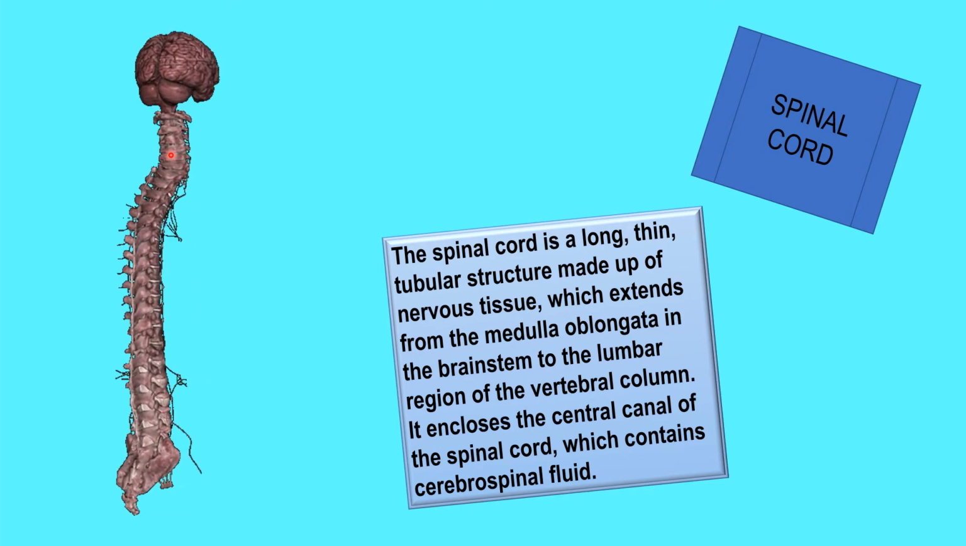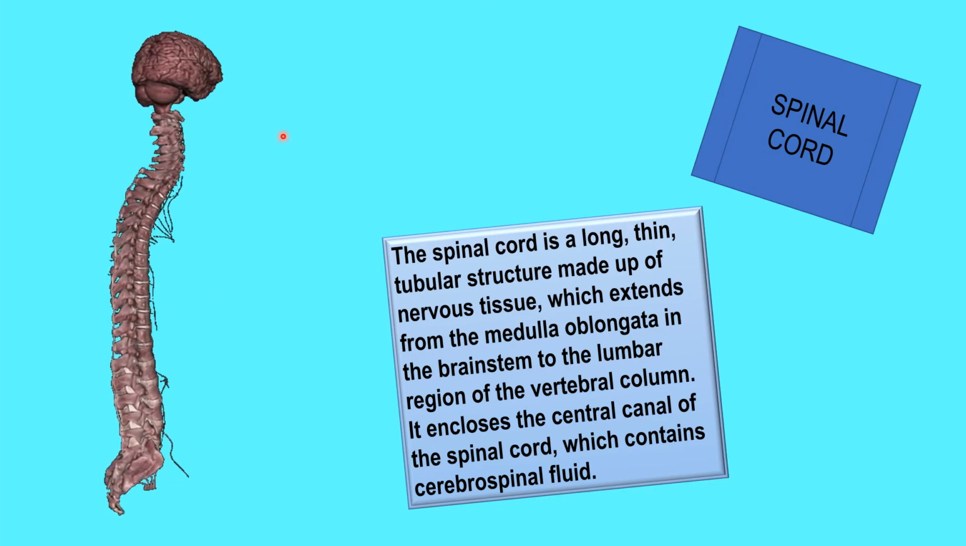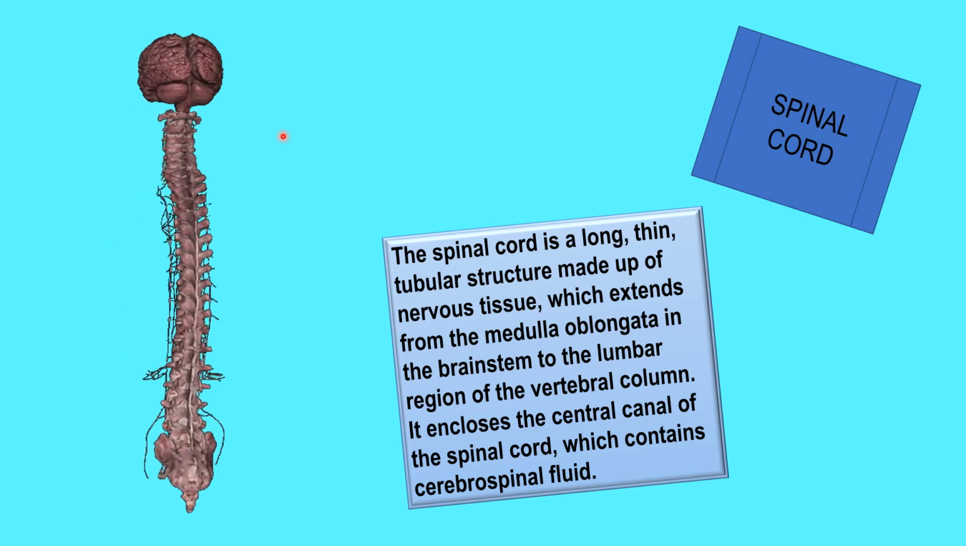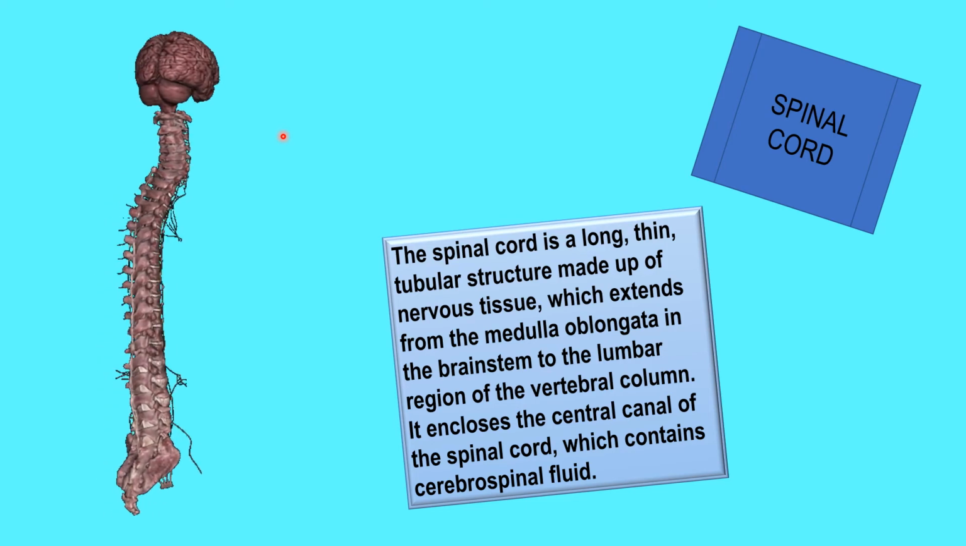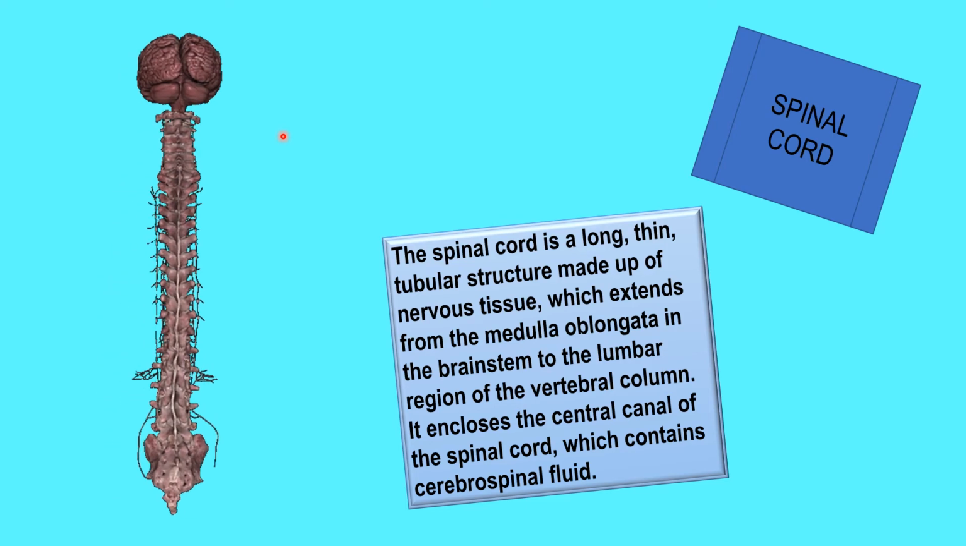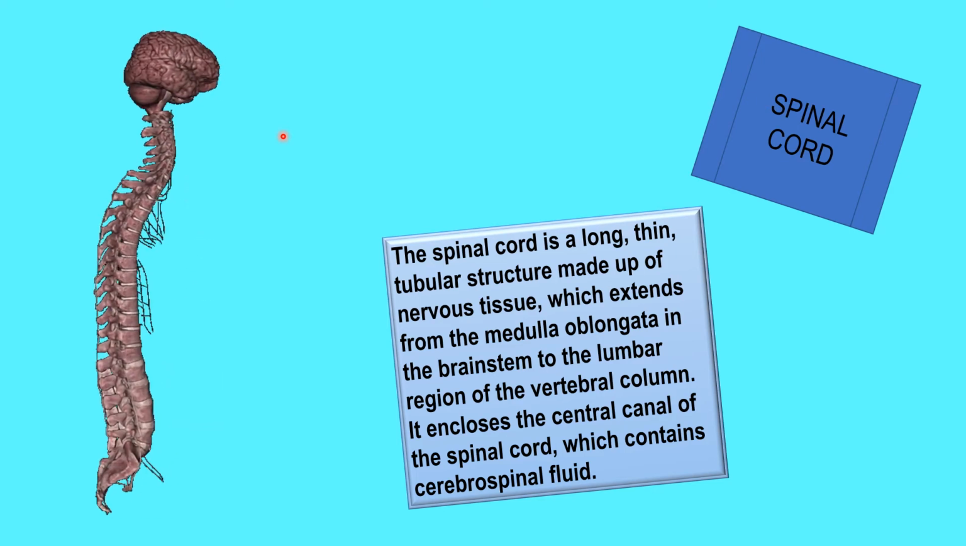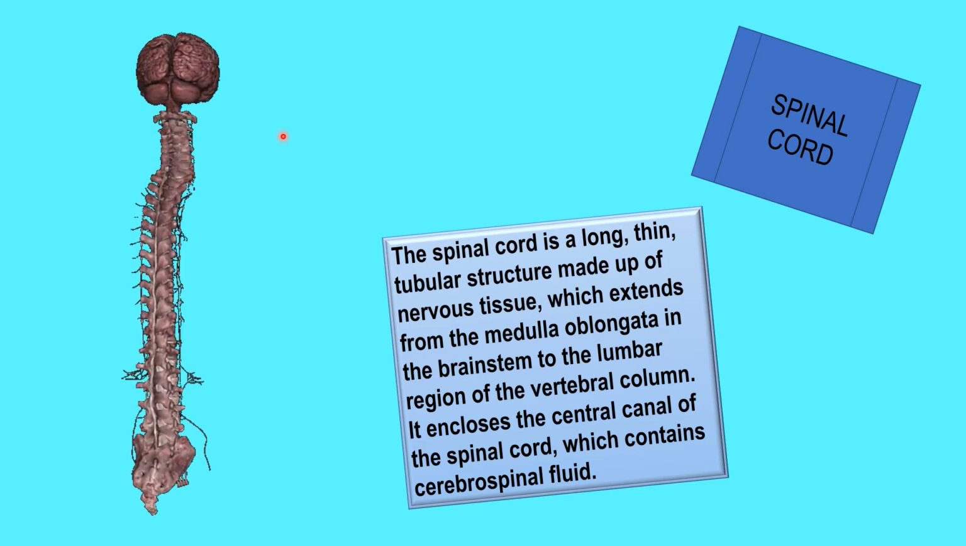Now in this slide, we'll discuss the spinal cord. The spinal cord is a cylindrical structure located inside the vertebral column. It extends from the medulla oblongata to the end of the vertebral column. It is made up of 31 segments. Each segment gives out a pair of spinal nerves.